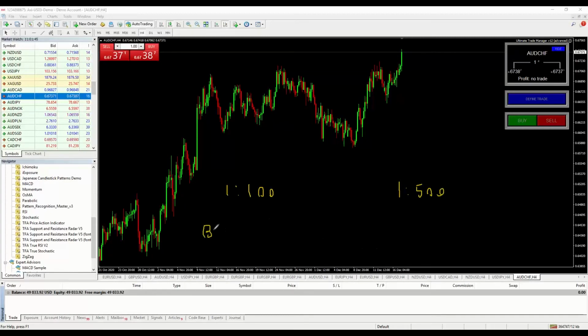I buy both of them. I buy one lot of euro dollar, and I buy one lot of euro dollar, at the exact same time. Which one will make more money? Will it be the 1:100 here, or will it be the 1:500 here? Guys, you need to guess. I see a lot of people saying it's 1:500, then that's a good answer.